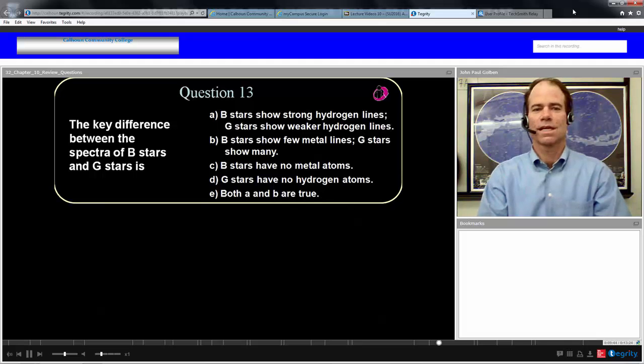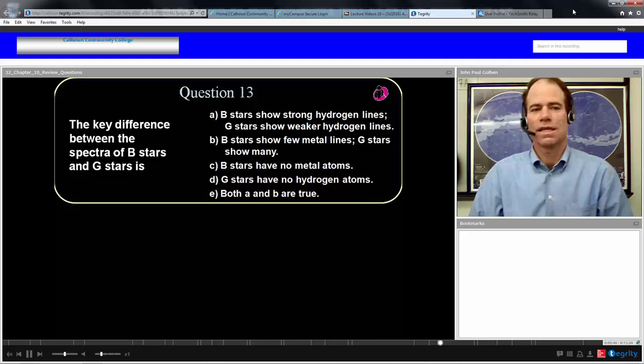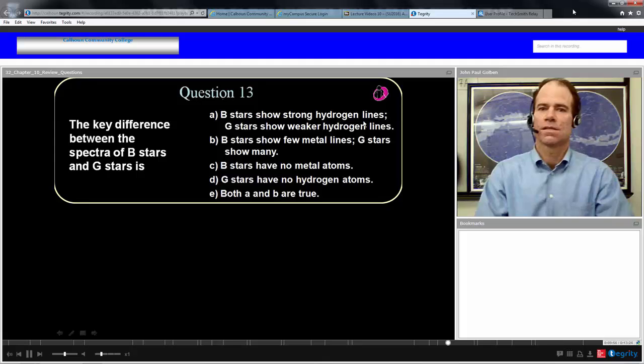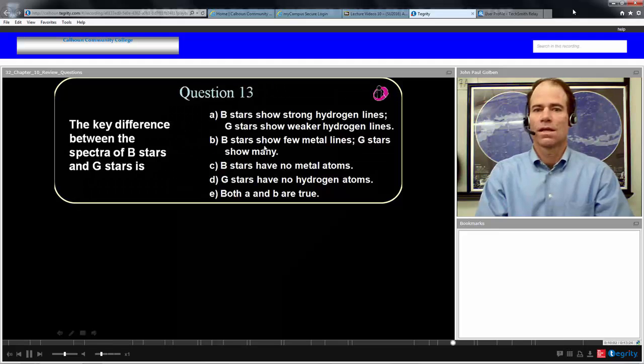Question 13. The key difference between the spectra of B stars and G stars is, well, B stars would have a more prominent hydrogen spectrum. That's the way it originally was set up. So B stars show strong hydrogen lines, G stars show weaker hydrogen lines. That's true. Let's look at B. B stars show few metal lines. G stars show many. That's not true.